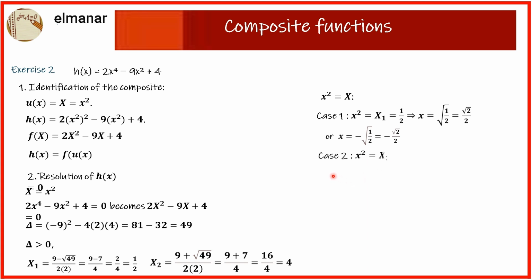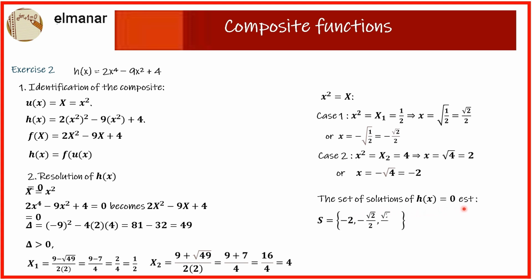Second case, if x² = 4, then x is equal to √4, that is 2, or else x is equal to −√4, that is −2. The set of solutions of the equation h(x) = 0 is therefore the set formed by −2, −√2/2, √2/2, and 2.